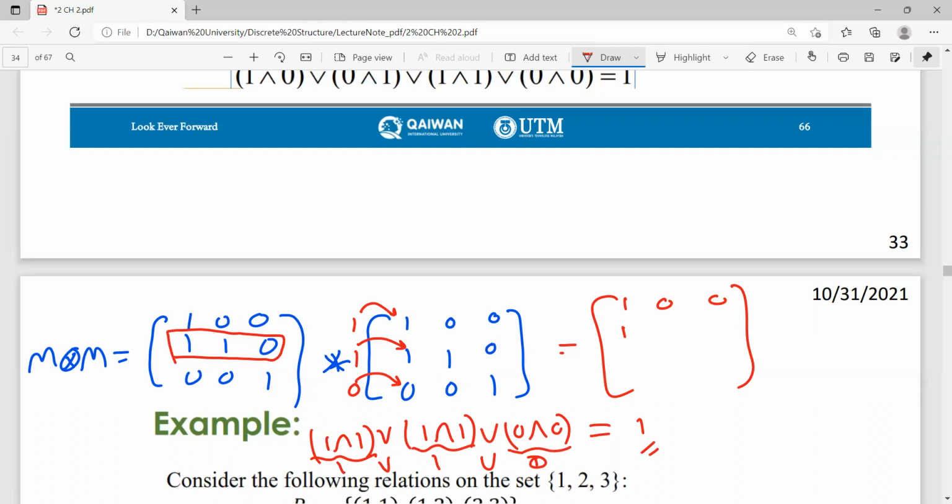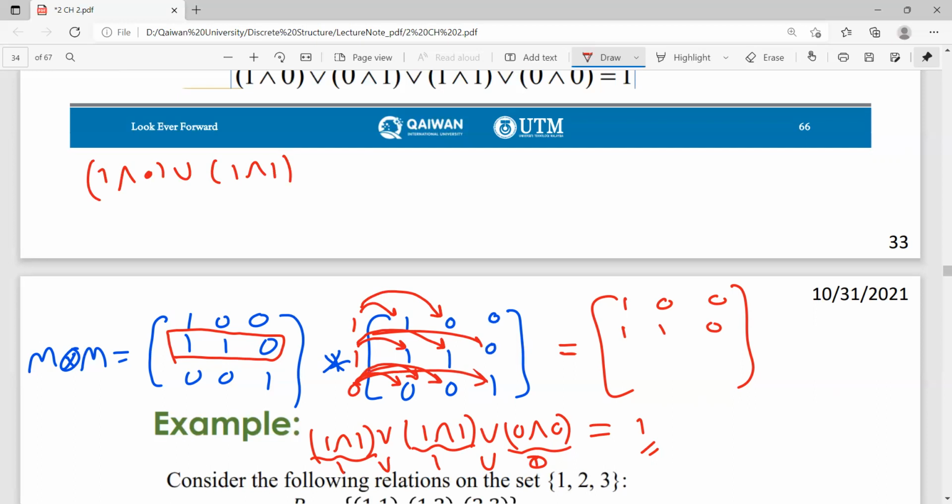So this element is 1. And then we multiply it by the second column. 1 and 0, 1 and 0, 1 and 1. So the result is 1, because we have at least one 1. And then for this one, 1 and 0 is 0. Here, 0 and 0, 0 and 0, 0 and 1. So it's 0.